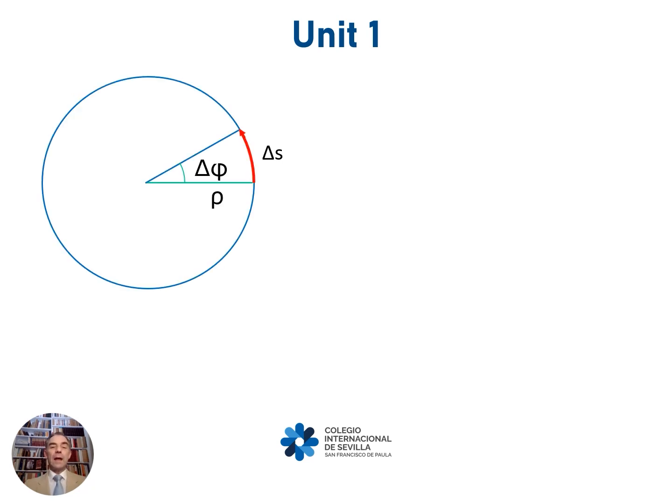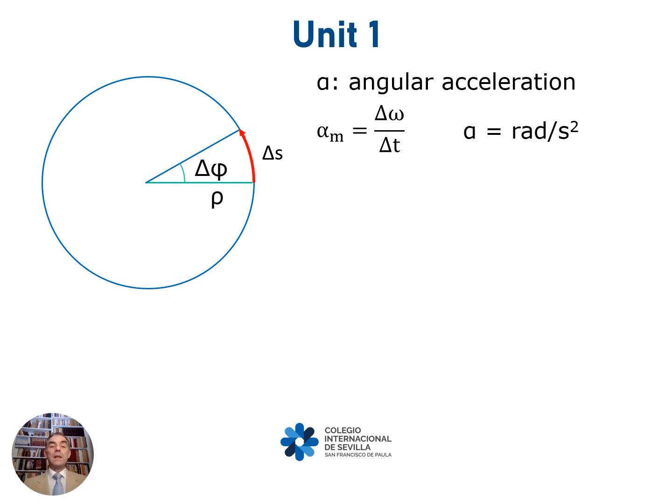Let's consider a body moving along a circumference in such a way that it covers increasing distances per unit of time. We will say that the body has an angular acceleration represented by the Greek letter alpha. Alpha, the average angular acceleration, will be the variation in the angular speed divided by the time it takes to have that variation. The units for the angular acceleration are radians per second squared.